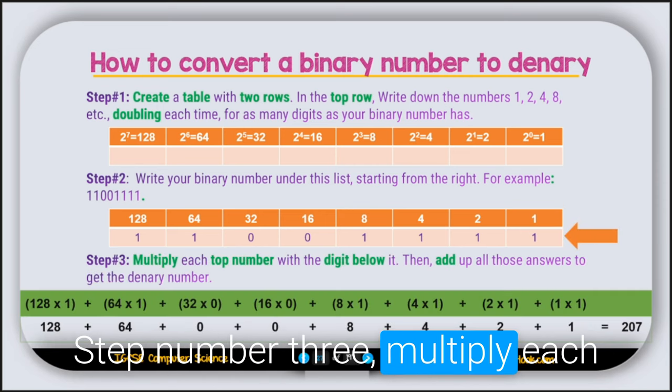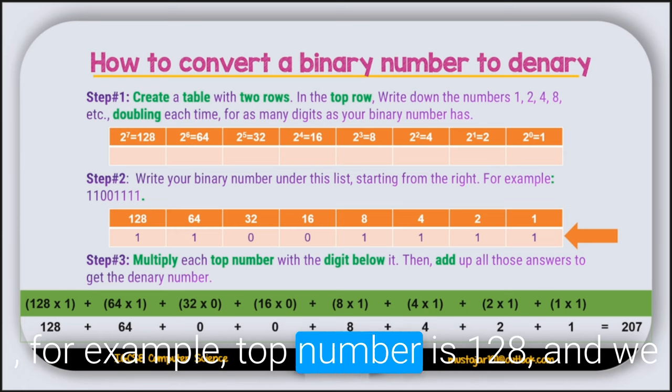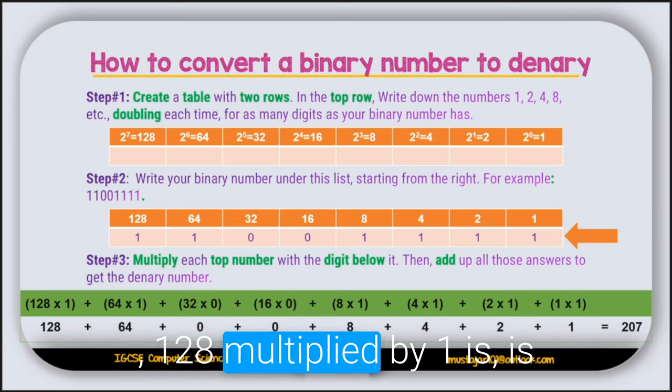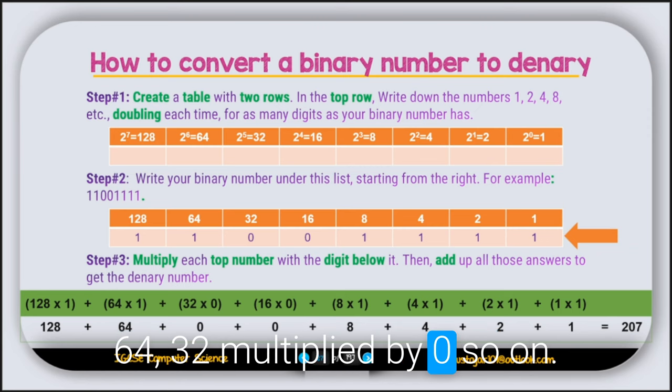Step number 3, multiply each top number with the digit below it. For example, the top number is 128 and we multiply it with the digit below, which is 1. 128 multiplied by 1 is 128. 64 multiplied by 1 is 64. 32 multiplied by 0 is 0 and so on.